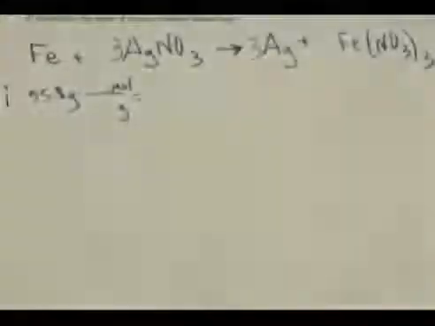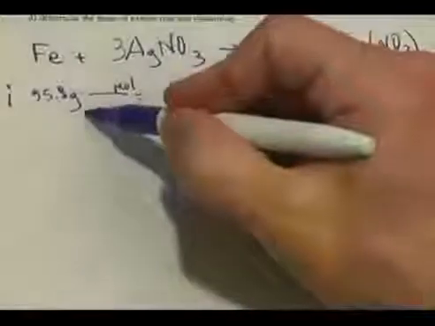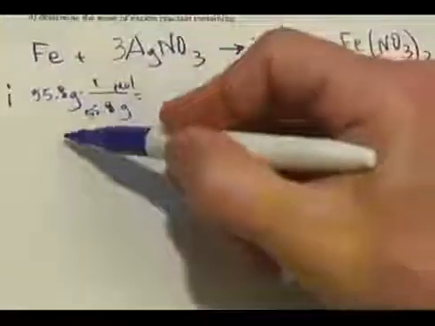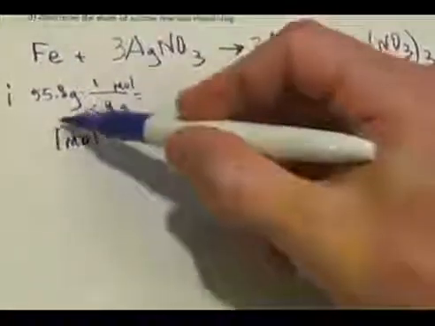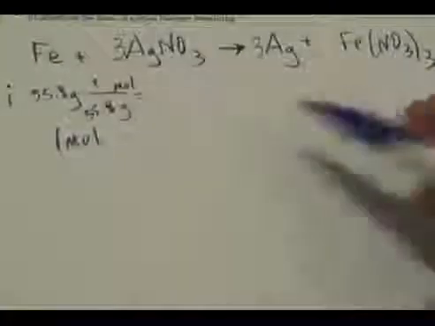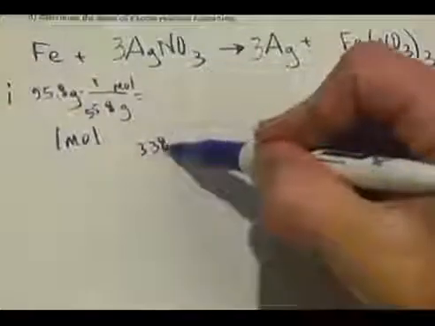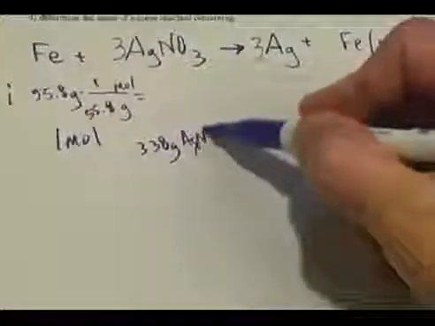Ooh, who wrote these problems? The math is going to work out really nice. 55.8 grams in 1 mole. So 55 divided by 55 turns out there's 1 mole of iron to start with. Pretty good. And then AgNO3, there are 338 grams of the silver nitrate.